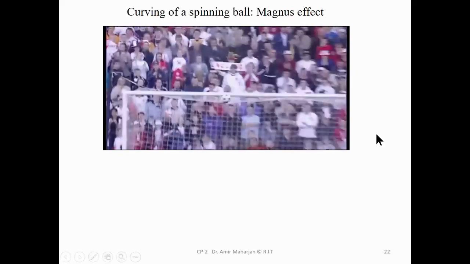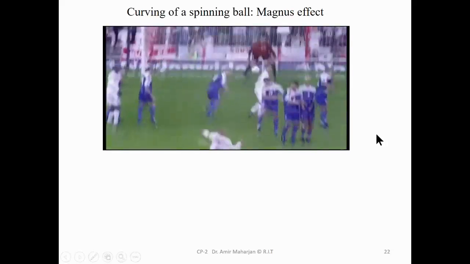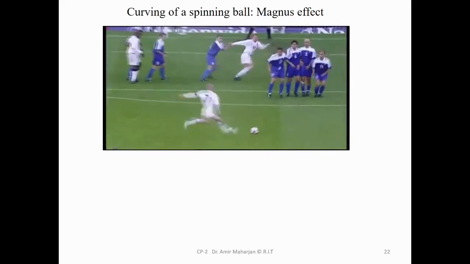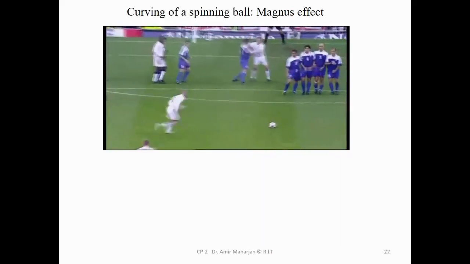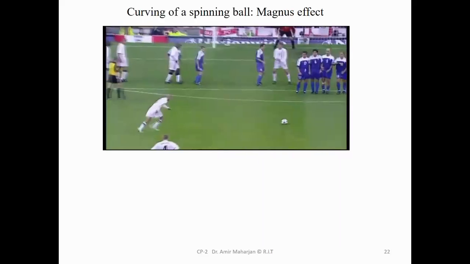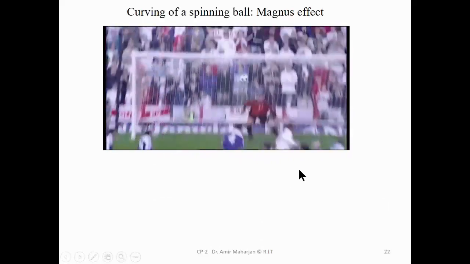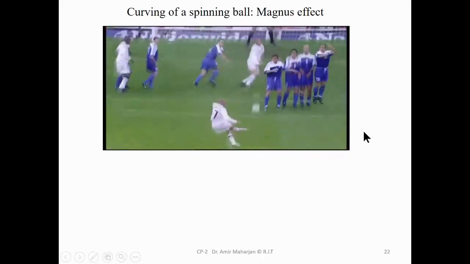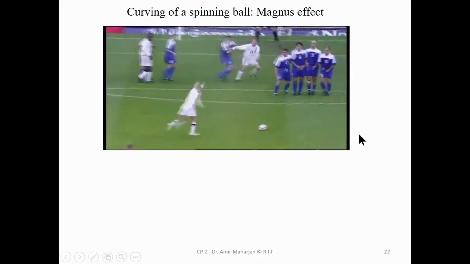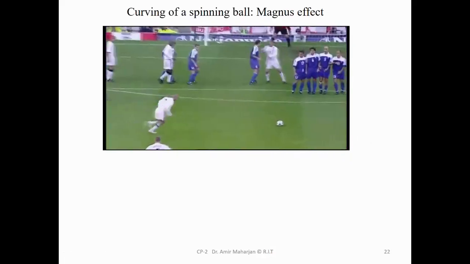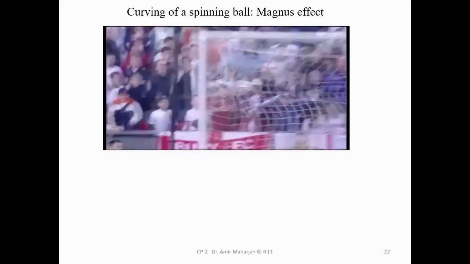The other example is the curving of a spinning ball. It's basically because of the Bernoulli effect. It's also called the Magnus effect. So a spinning ball will not follow a standard projectile trajectory. It will make a curve.